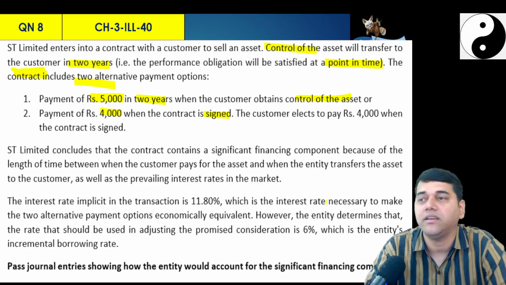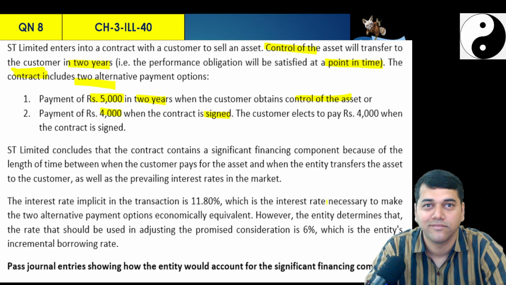Should I apply Ind AS 109 for executory contracts, for purchase orders? Is it a derivative contract?